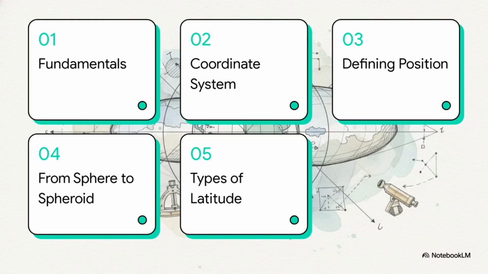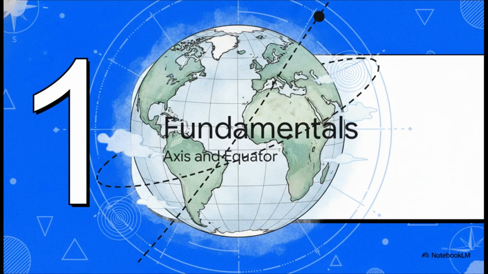So, here's our roadmap. We're going to follow a pretty logical progression. First, we'll nail down the foundational concepts, the Earth's rotational axis and the equator. From there, we'll build up the coordinate grid of parallels and meridians. Then we'll define latitude and longitude on that ideal sphere before, and this is the interesting part, we confront the physical reality of the Earth as a spheroid, and you'll see that that reality requires three completely distinct definitions of latitude. All right, let's begin with the fundamentals.